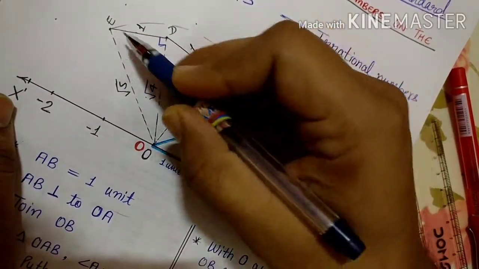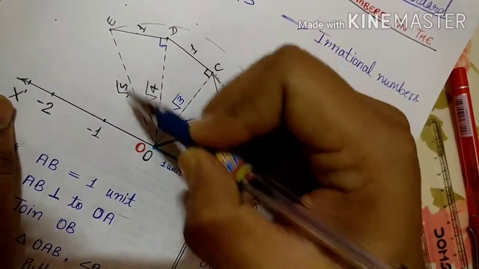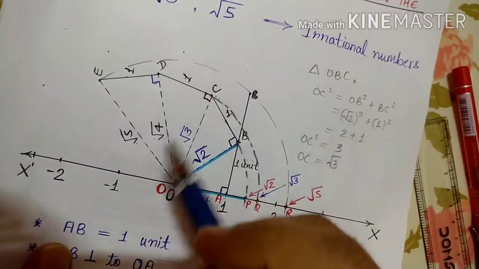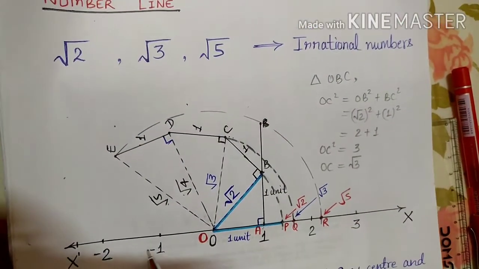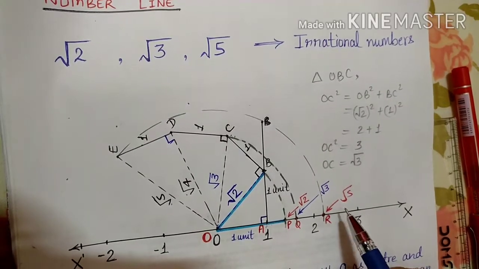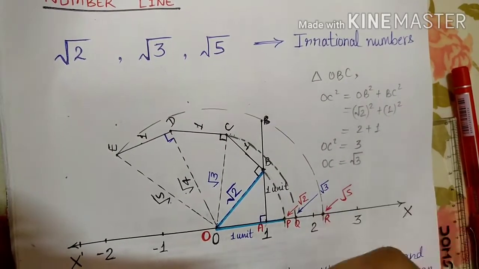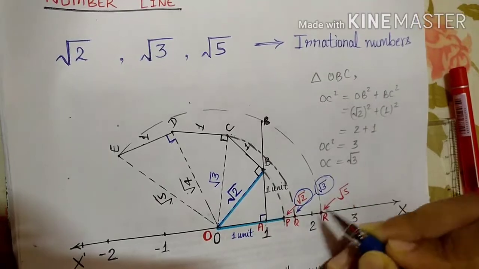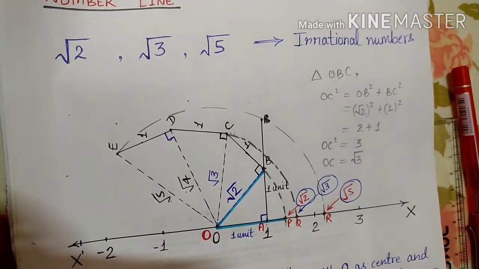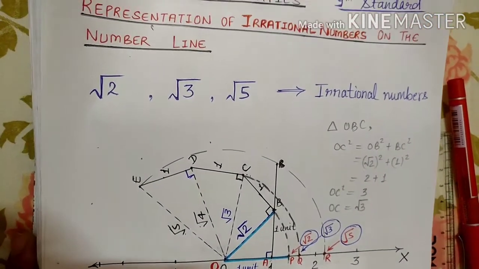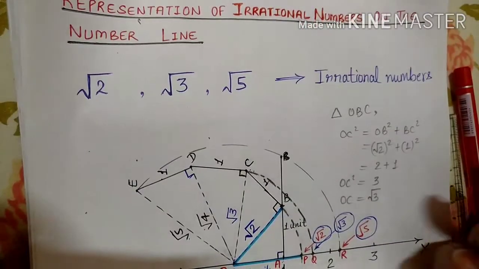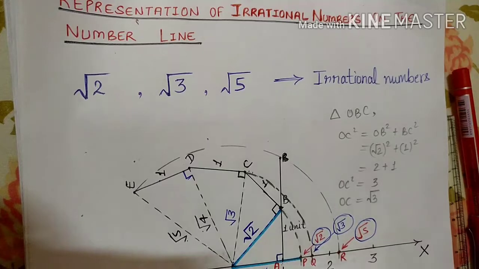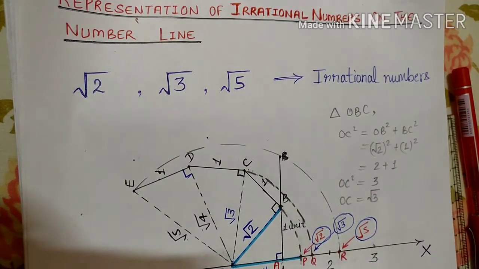Again we have applied Pythagoras theorem, so OE becomes root 5, and then we have taken OE as a radius. We have drawn an arc which cuts this number line at point R, which shows root 5. So we have shown root 2, root 3, and root 5 on the same number line. So in this way we can represent irrational numbers on the number line. We can represent root 11, root 13, any number. Okay, so I hope it is clear to you, students.